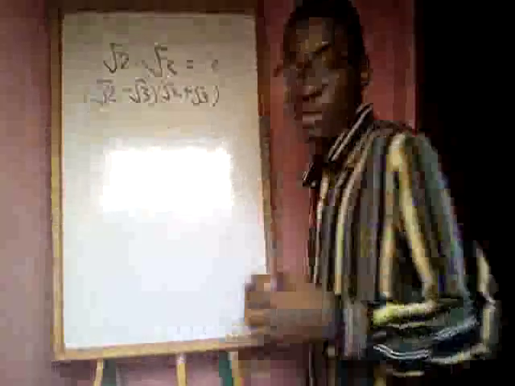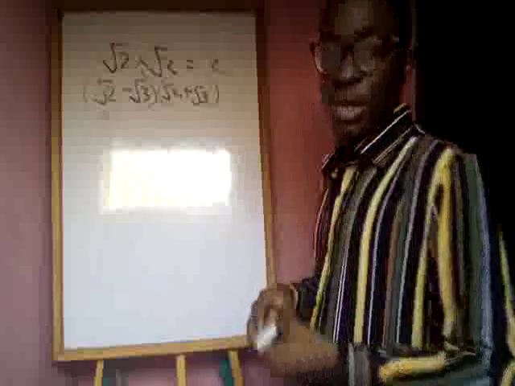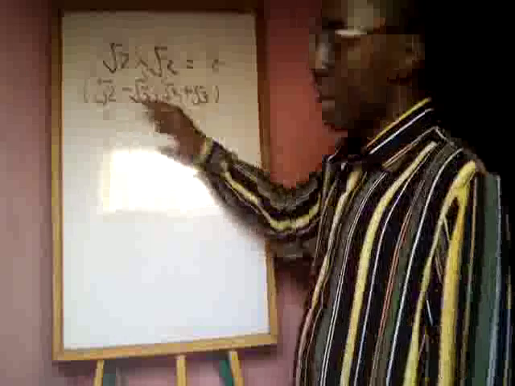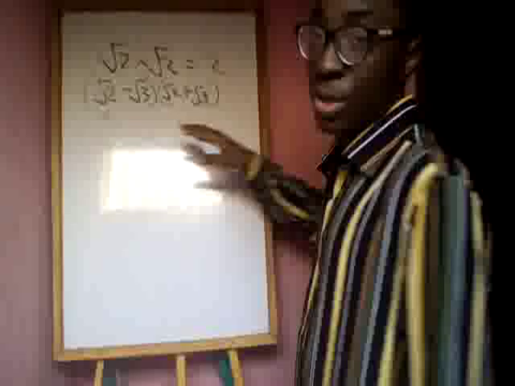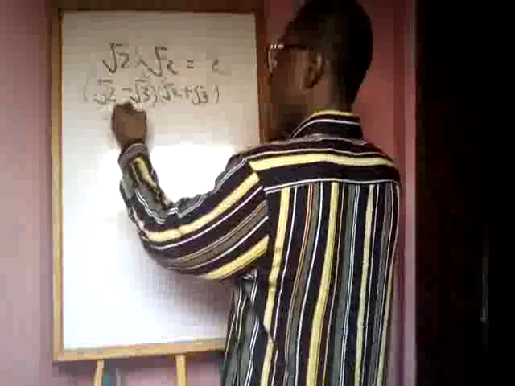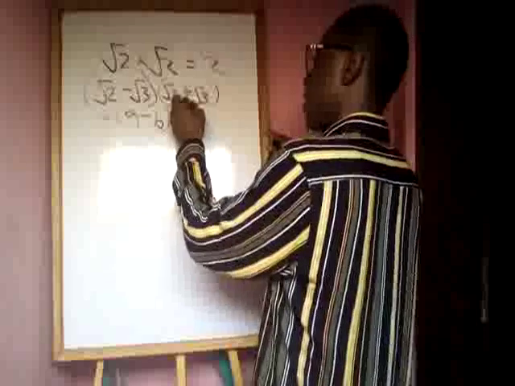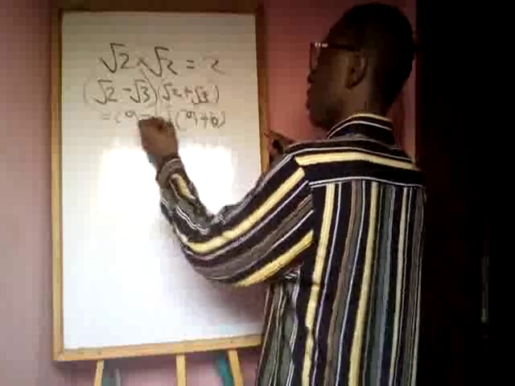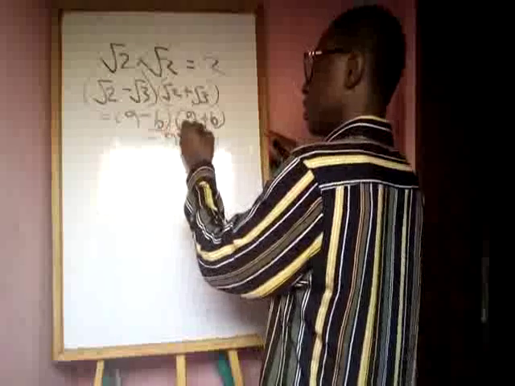So we use difference of two squares. The difference of two squares has to deal with the fact that a minus b times a plus b is equal to a squared minus b squared. So in this case, let's compare that. a minus b times a plus b will give us a squared minus b squared, right?